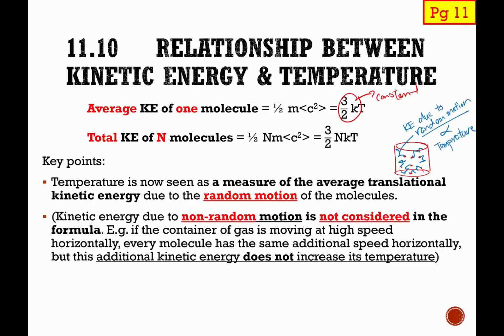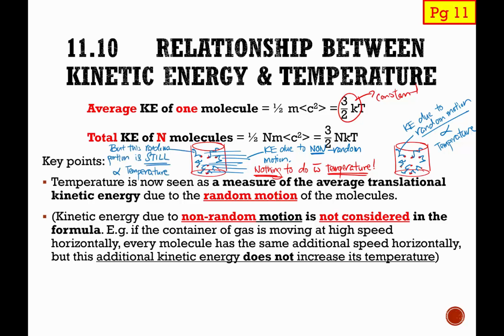The Ke due to this random motion is what is proportional to the absolute temperature. But imagine if I were to throw this whole container to the left at high speed. Then other than the random motion, all the molecules also have some non-random motion. Every molecule has this additional speed horizontally towards the left. They are all moving towards the left, nothing random about it. So this non-random part has nothing to do with the absolute temperature, but the random portion is still going to be proportional to the temperature. All that is what I mean by random and non-random motion.